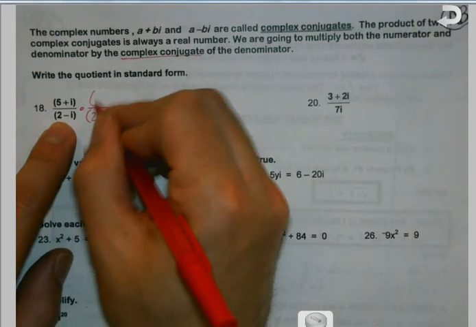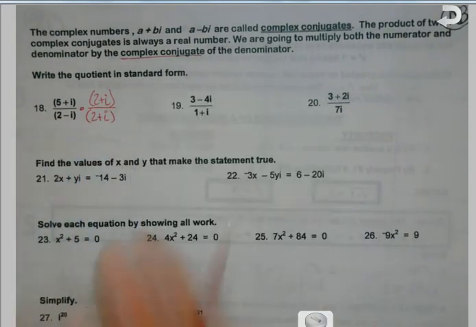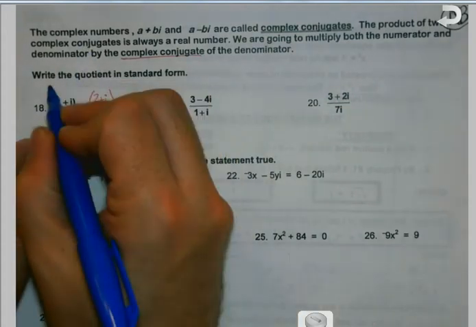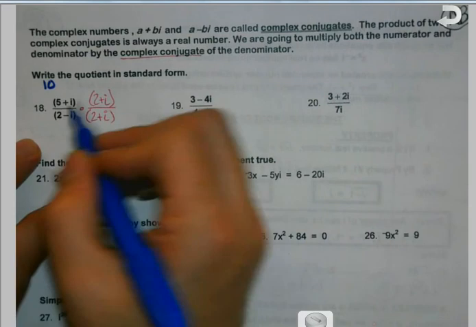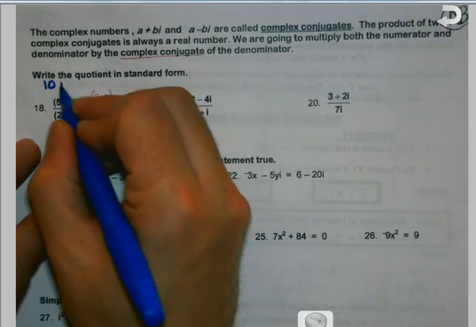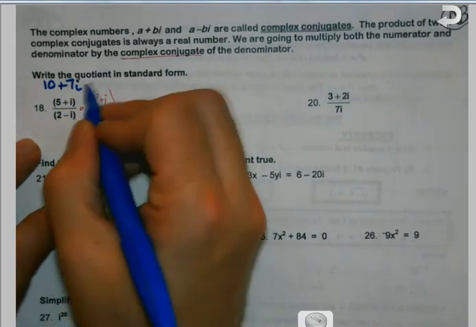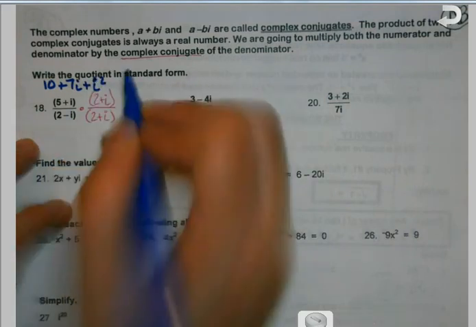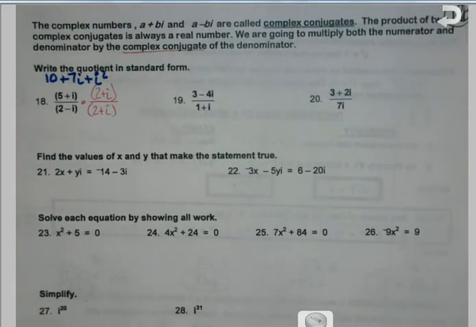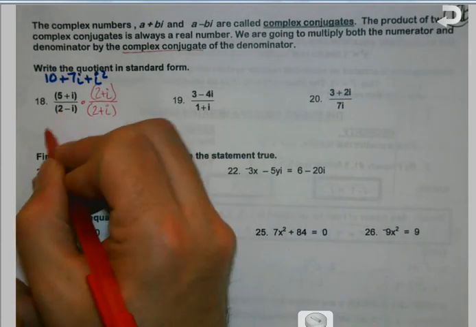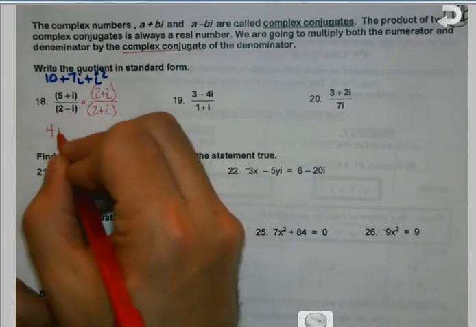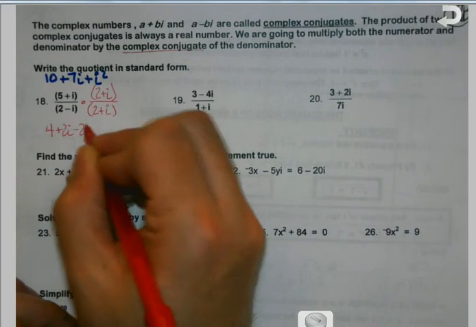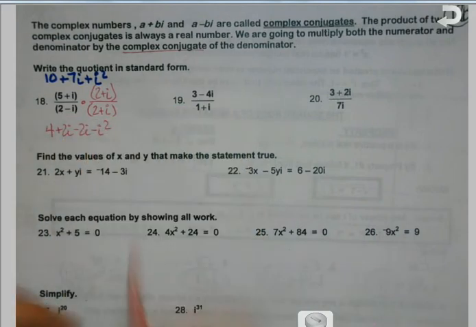So since it's 2 minus i, I'm trying to get rid of it, I'm going to multiply both the numerator and denominator by 2 plus i. Because what you'll find is that when I FOIL each of these out, up here I'd get 10 plus 5i plus 2i would be plus 7i plus i squared. Then down in the denominator, I've got 4 plus 2i minus 2i minus i squared.